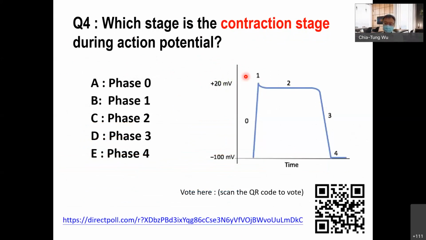Okay, that is the action potential. But how does the action potential connect to our cardiomyocyte contraction? And the question is, which stage is the contraction stage during the action potential? Please vote.